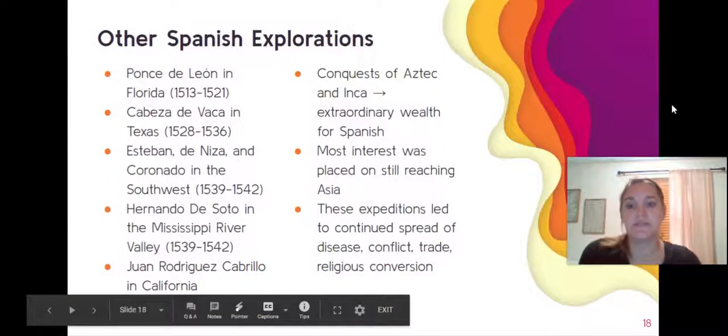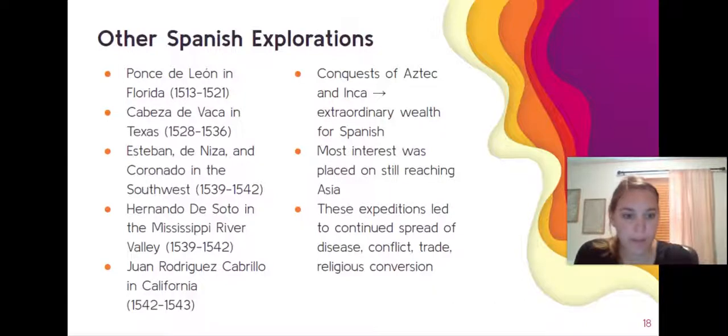So other explorations, you can see here on your screen a variety of places: Florida, Texas, California. These places were explored, but did not end up with the settlements to the extent of Mexico and Peru. So the conquest of the Aztec and Inca really led to that extraordinary wealth. But for the most part, most explorers were still interested in finding a more direct route to Asia. Asia still at this time is the place of the wealth, of the trade opportunities. And so most people are still trying to find the fastest, most efficient route to get to Asia.